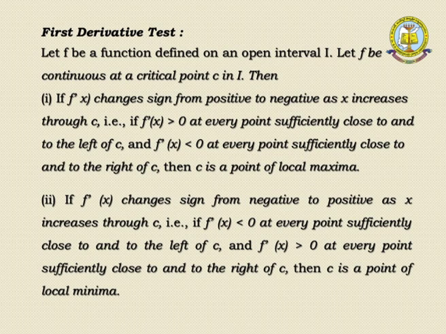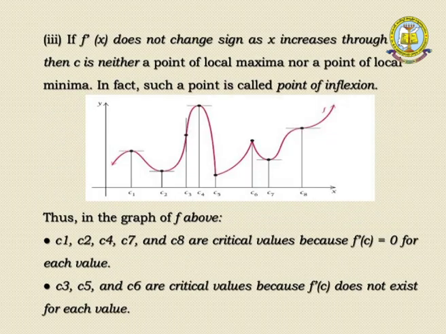At the same time, we can define local minima also. How do you define local minima? In place of f dash x greater than 0, we take f dash x less than 0 at every point sufficiently close to the left of c, and f dash x greater than 0 at every point close to the right of c. Then c is a point of local minima. So, look at this graph. See here, you take these points c1, c2, c4, c7 and c8.